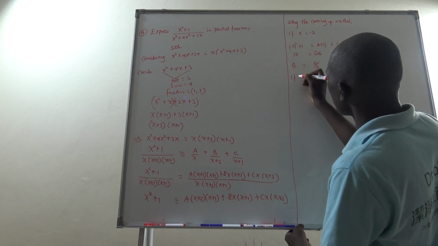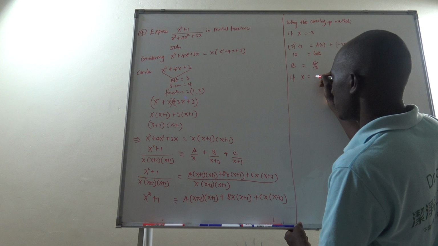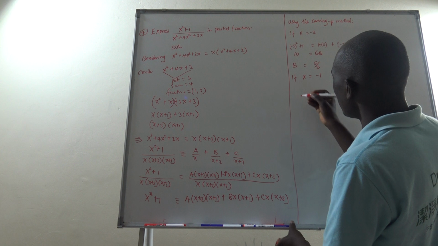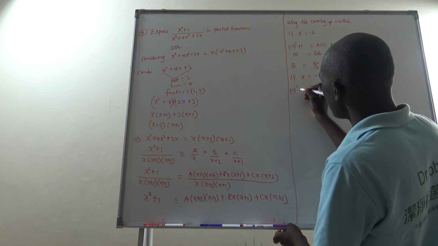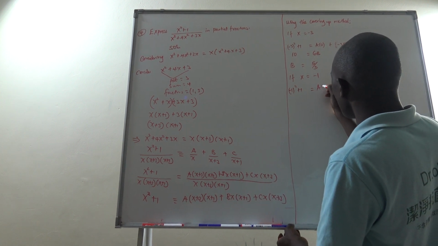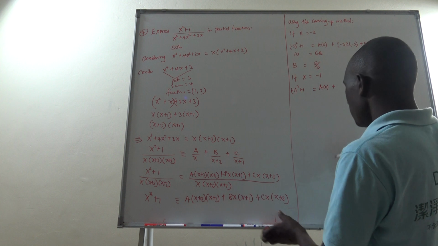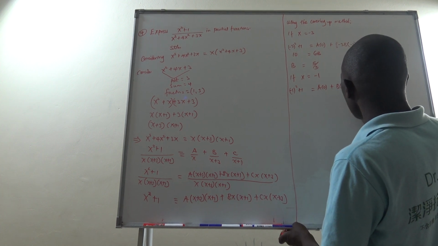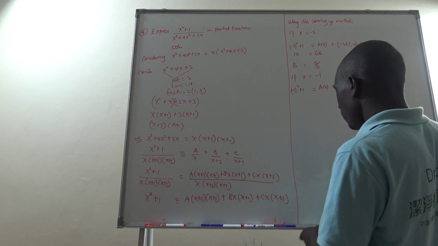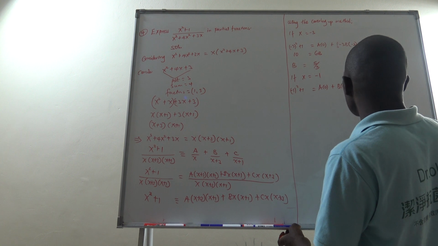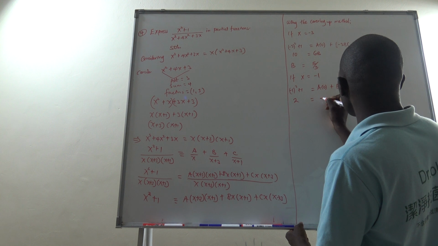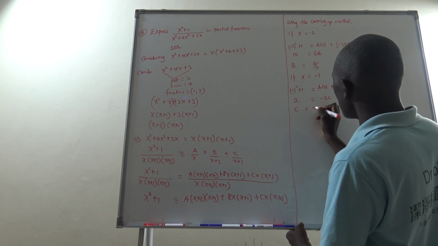Again, we also say if x equals negative 1. If x equals negative 1, can we substitute in? We are having negative 1 squared plus 1 equals: A is also affected, we are having A into 0, plus B is also affected, we are having negative 1 times C, negative C into negative 1 plus 3, we are getting 2. So we are getting this one as 2, which is equal to negative 2C. So C alone equals negative 1.